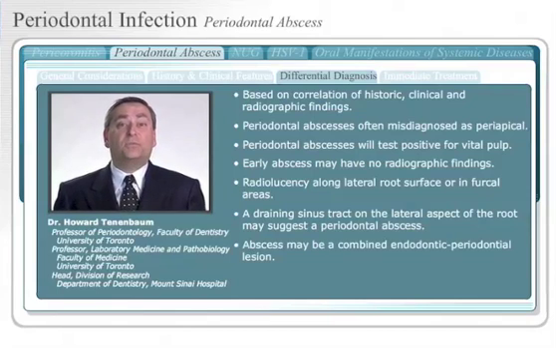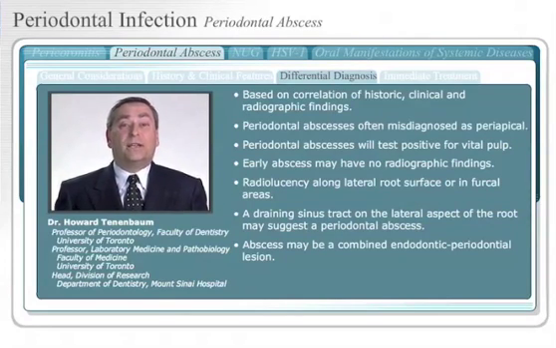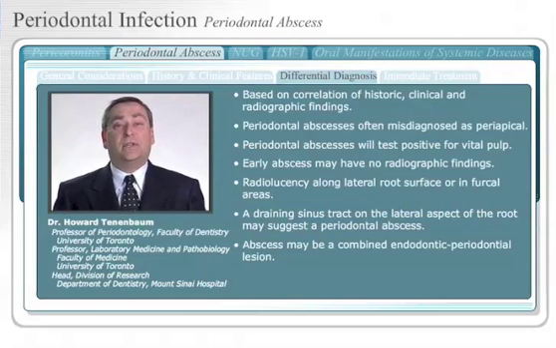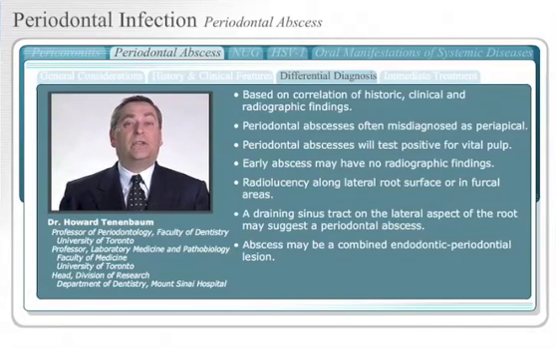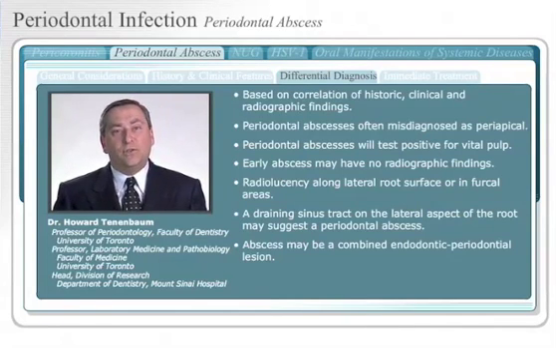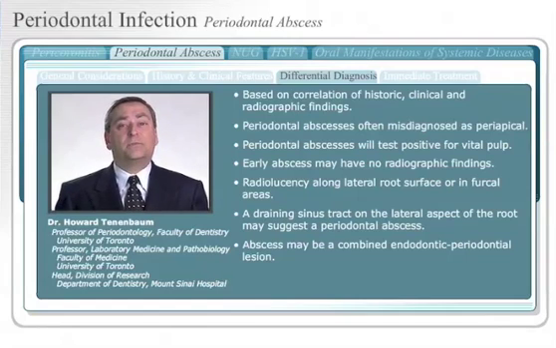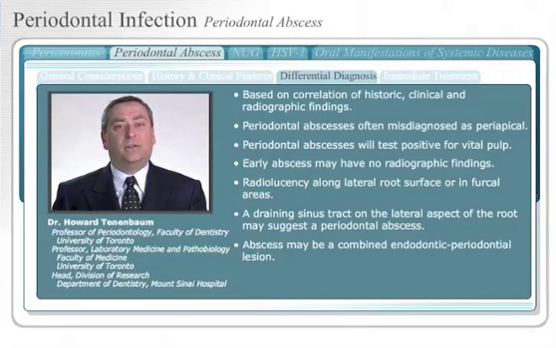An abscess can also be a combined endodontic periodontal lesion. An infection can spread from the periodontium to the pulp or from the pulp to the periodontium. These combined lesions are relatively rare. They are diagnosed by a negative vitality response, increased probing depths at various sites, and radiographs with gutta-percha or silver points in the tract. Usually, periodontal therapy is performed after the endodontic treatment.